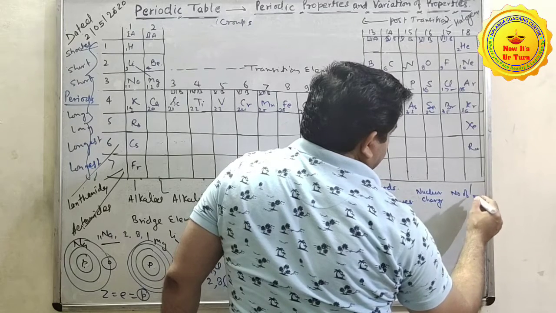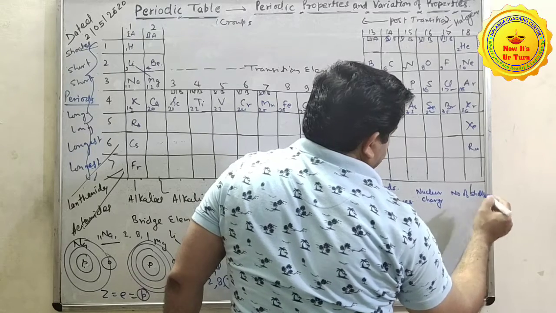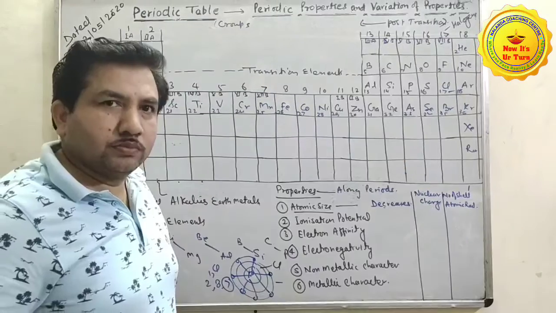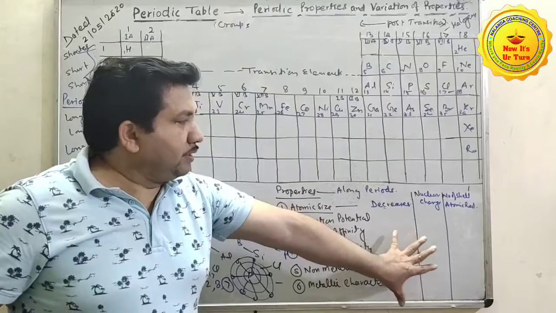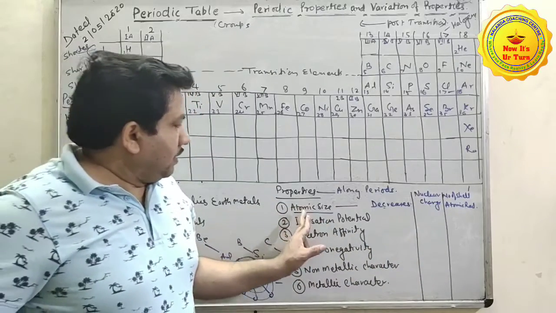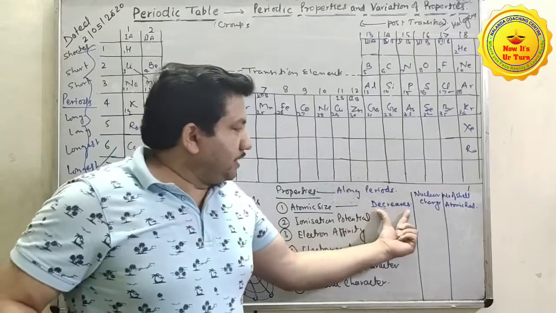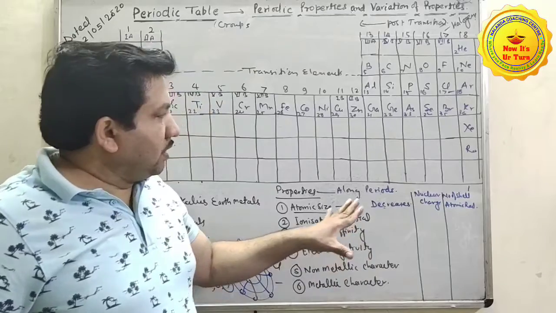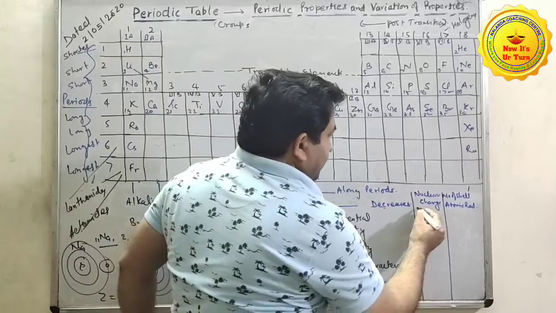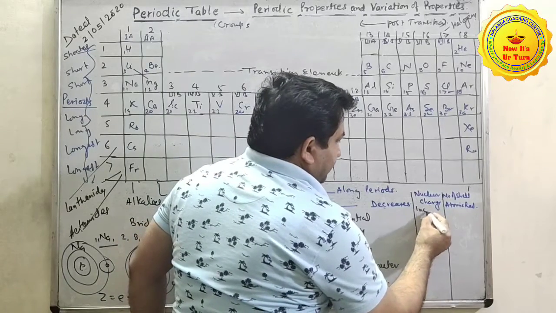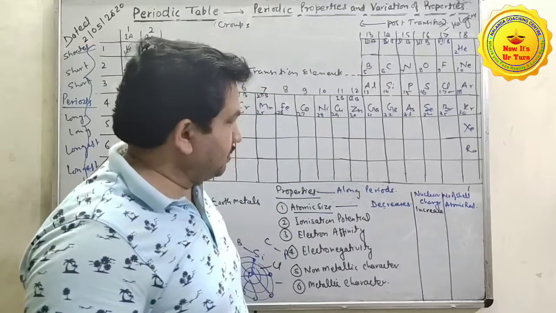Number of shells. Here, how can we understand this in a short way? Here I am discussing atomic size. This one decreases. Clear? Reason: because of increase in nuclear charge. Increase in nuclear charge. Clear?